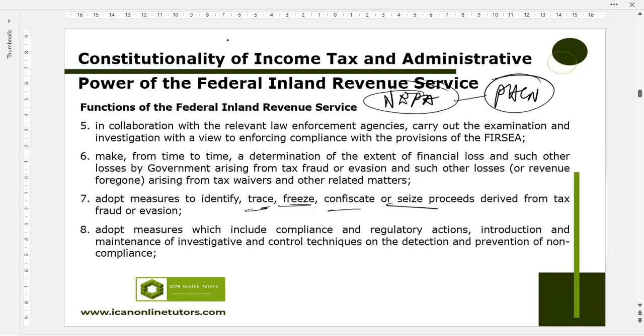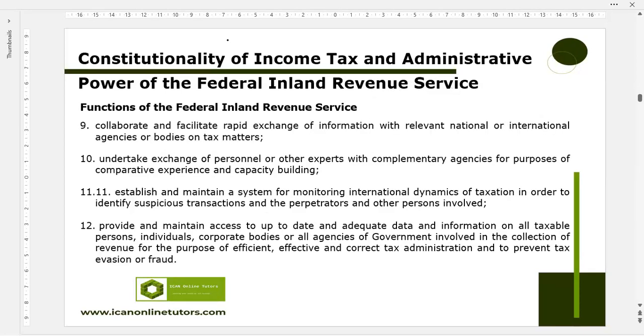So also they can adopt measures which include compliance and regulatory actions, introduction and maintenance of investigative and control techniques, then also collaborate and facilitate rapid exchange of information. So during the COVID year, though, they have been pushing for that. So there is this thing in international taxation that we call the exchange of information.